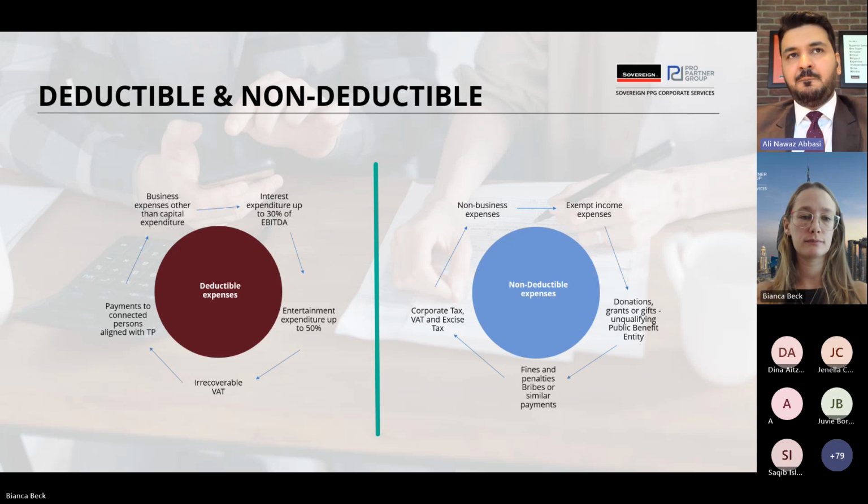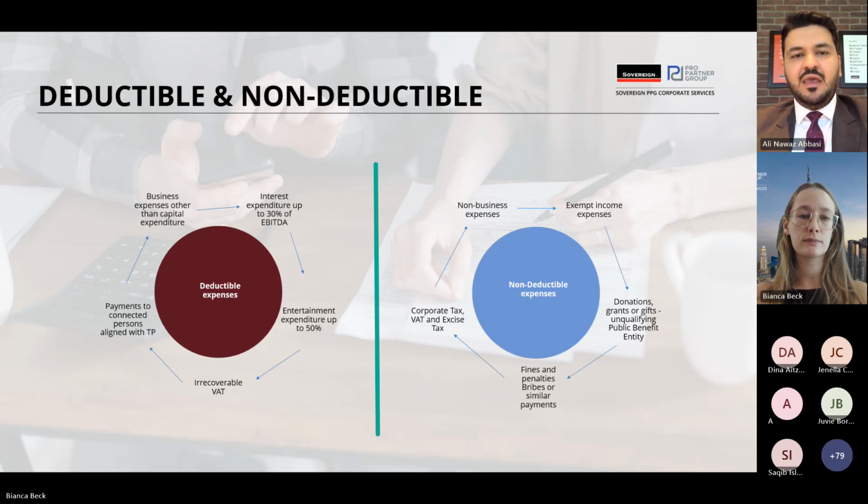Irrecoverable VAT. If for any reason you are unable to claim input VAT on any of your purchases, maybe it is related to your exempt income, it goes into the P&L as an expense, and it is an allowed deduction for corporate tax. Similarly, any expenses related to connected persons will be allowed only if they correspond to market value and are aligned with transfer pricing regulations.